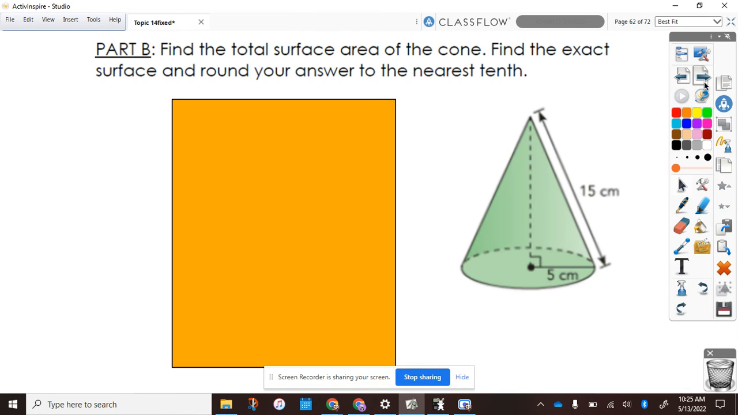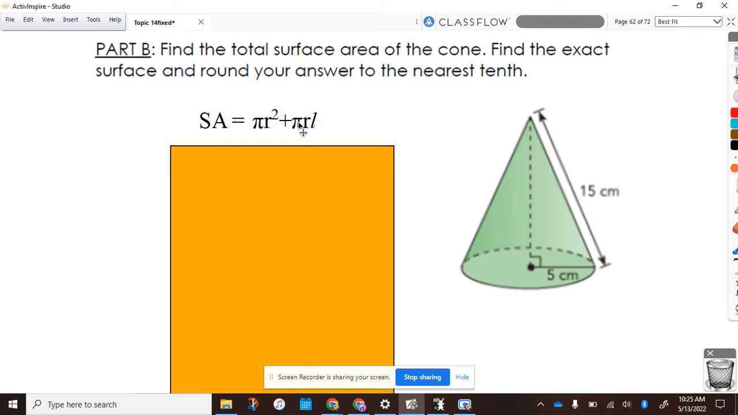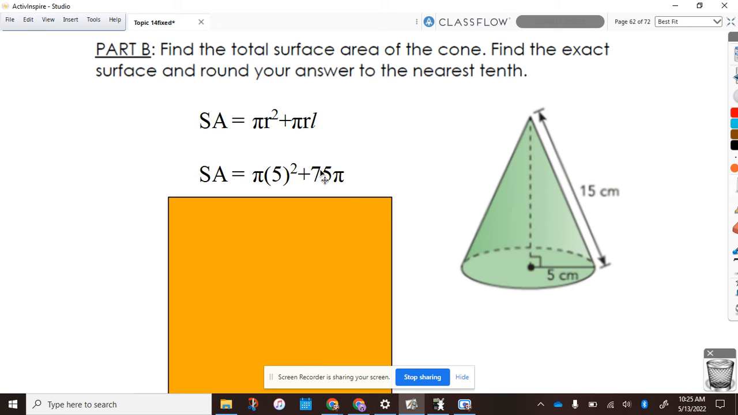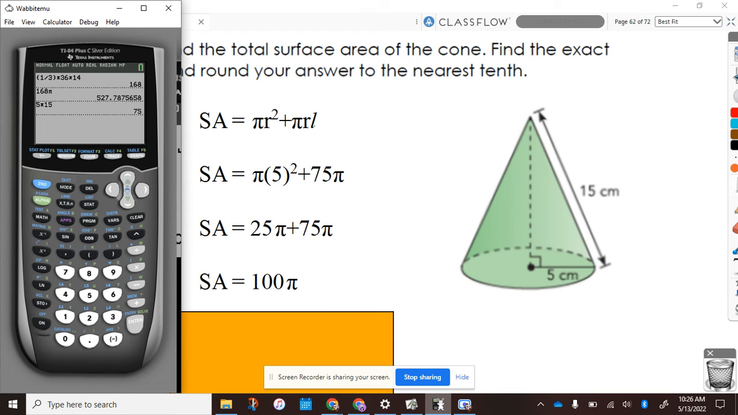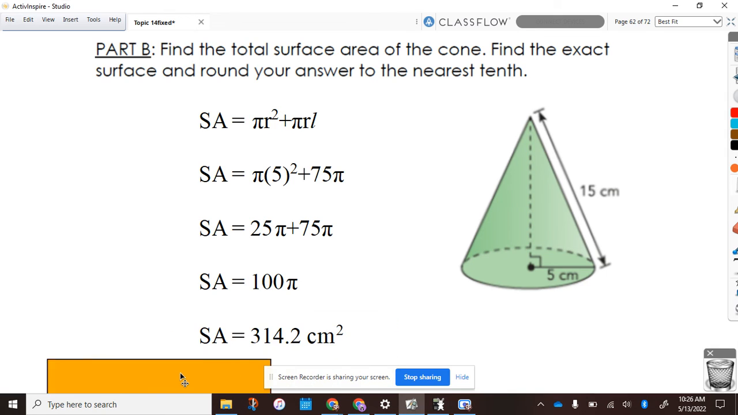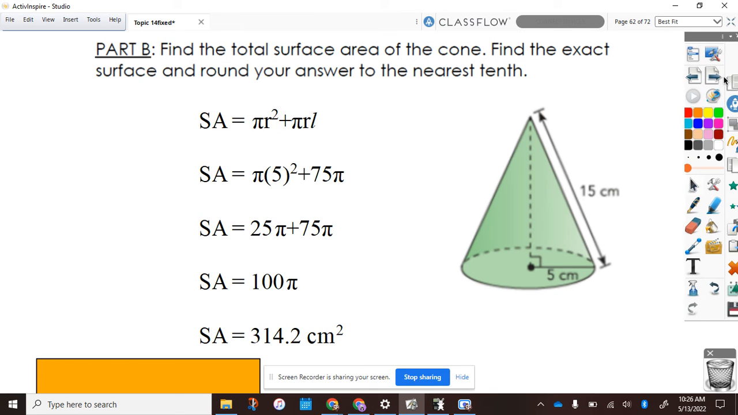All right. So part B is finding the total surface area. The total surface area is that pi r L that we just found, that 75 pi, plus pi r squared, which is pi times 5 squared. So it's going to be 25 pi plus 75 pi. In total, that's 100 pi. That would be our exact surface area. And if we are finding a decimal approximation, you just type 100 pi into the calculator and it'll give you a decimal approximation. If we round that off to one decimal place, it's going to be 314.2. All right, there's your surface area.